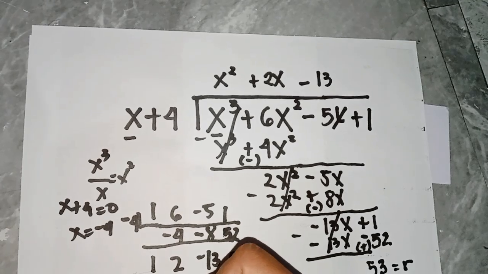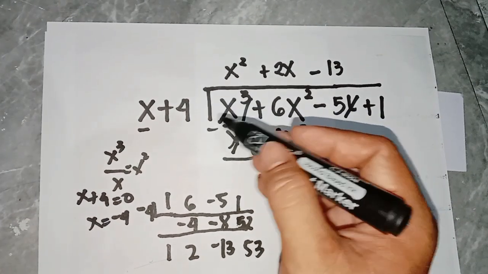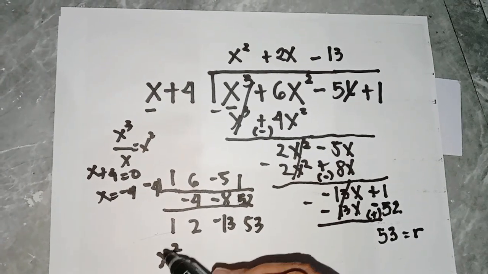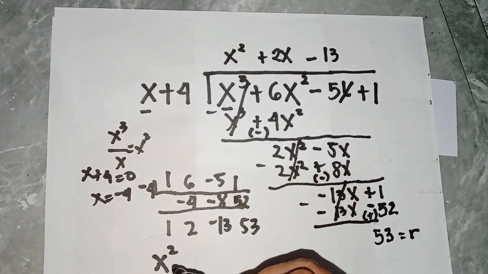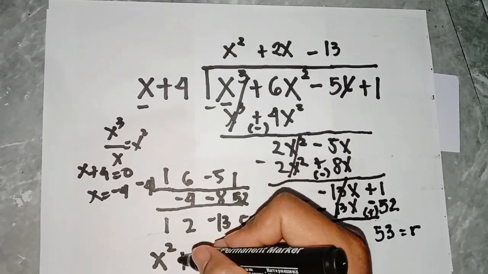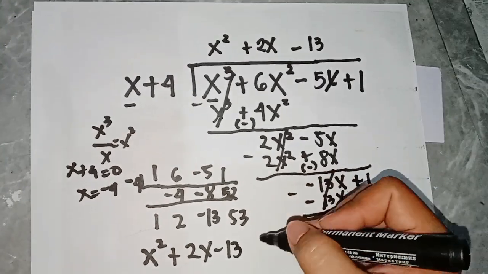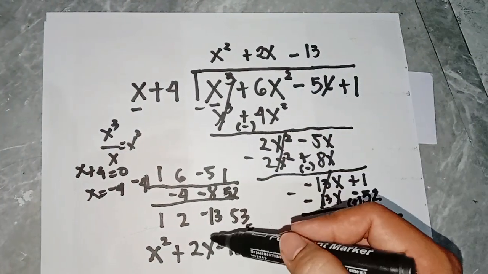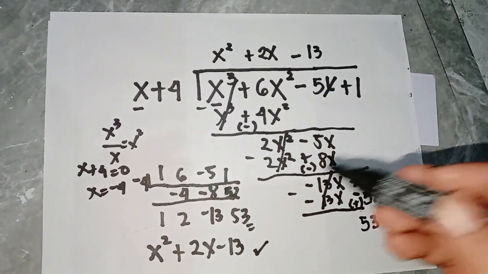So the answer is x. Okay, I subtract 1 from the exponent here, or you can divide the first term by the first term of the divisor. So that will give you x squared, and you can insert the 1 here, but in mathematics we don't write the 1, we understand that there's a 1 as the numerical coefficient of this x squared, then plus 2x minus 13, then that 53 is the remainder. So as you can see, we get the same answer. Okay, so this is the correct answer. This is long division and this is synthetic division.